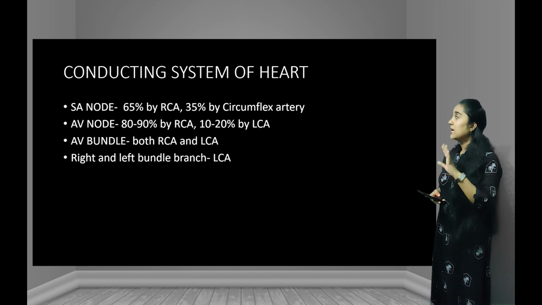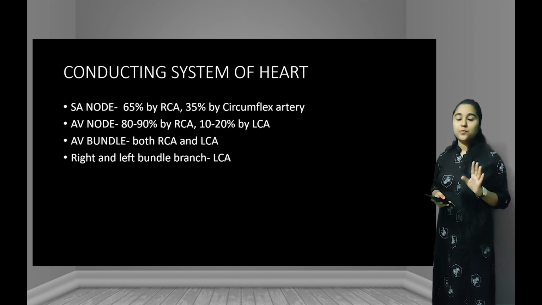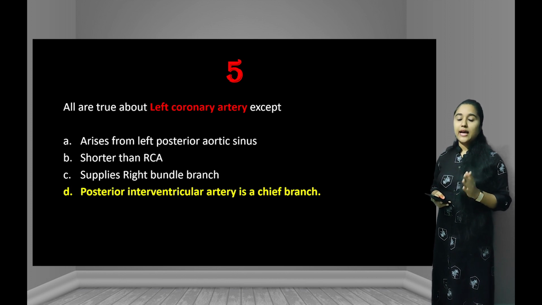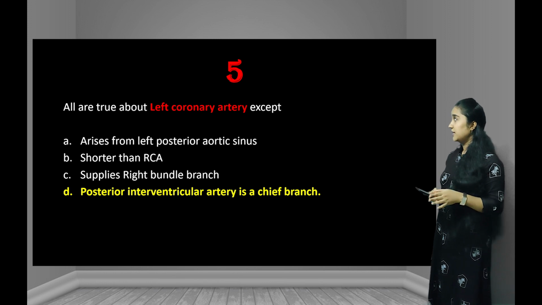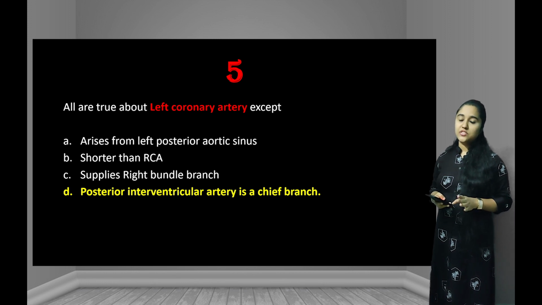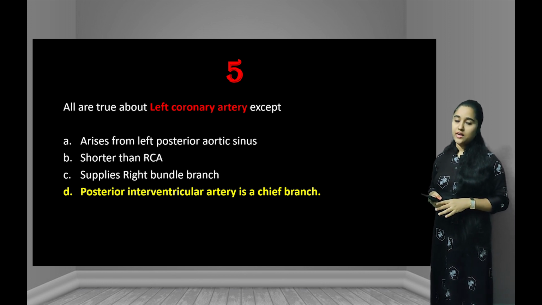But you have to remember the right and the left bundle branch both are supplied by the left coronary artery. So the answer to this question is option D, that is posterior interventricular artery is not a chief branch. The anterior interventricular artery is a chief branch of the left coronary artery.